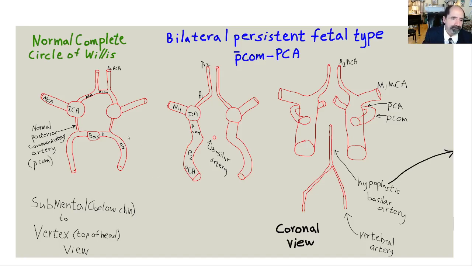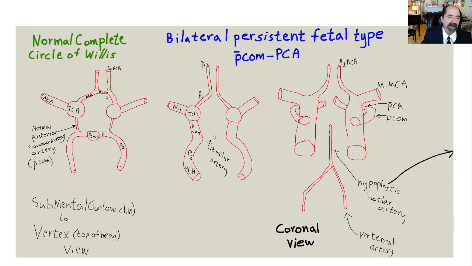Okay, here we're going to be talking about the basilar artery. So the basilar artery is at the base of the skull. That's why it's called basilar artery. And this view is, I got to show you a side view, going from beneath your chin, called the mentum, to the top of your head, called the vertex. So sub-mental-vertex view. It's just flattening of the arteries at the base of the brain called the circle of Willis.